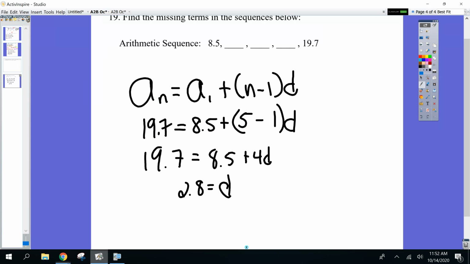Okay, Will, here you go. 8.5 plus 2.8. What are you getting? Because I got to add this number every time. 8.5 plus 2.8. 11.3. Keep going. What's the next one then? 14.1. Next one? 16.9. And guys, add it one more time and you should be at the end of our sequence, 19.7. Okay?